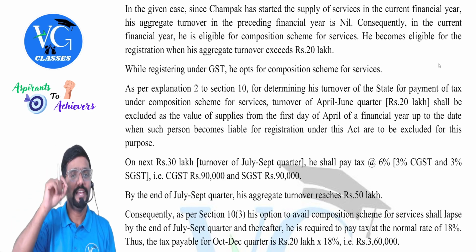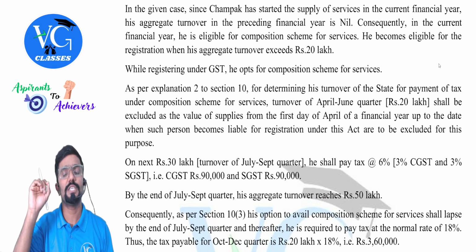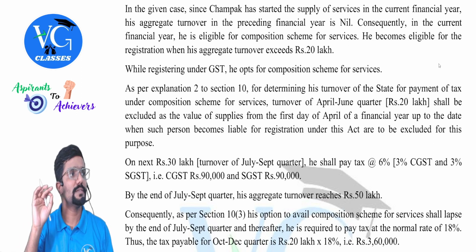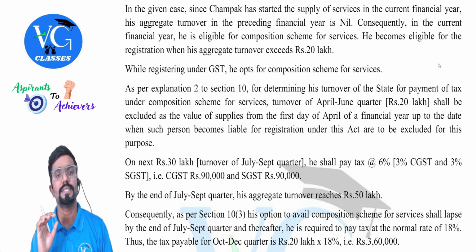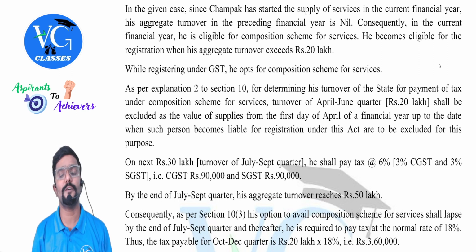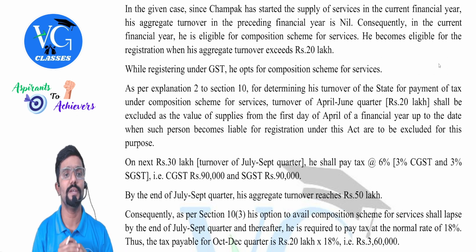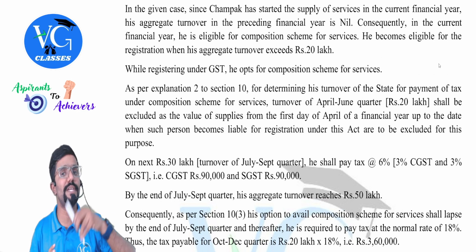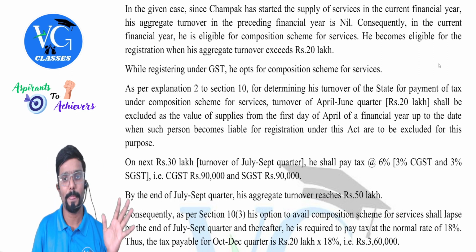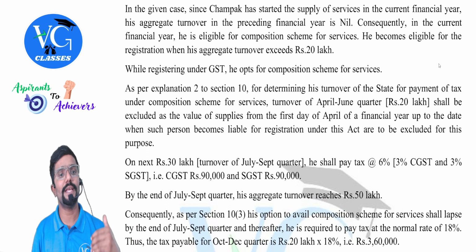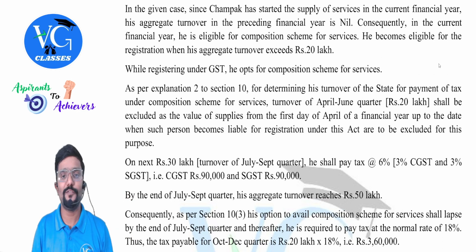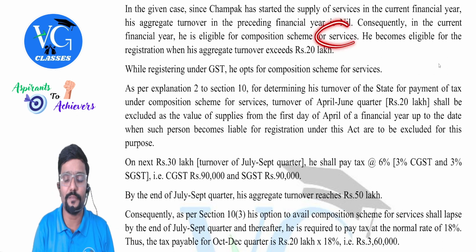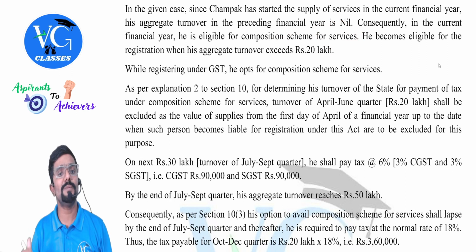Listen. In the given case, since Champak has started the supply of services in the current financial year, his aggregate turnover in the preceding financial year is nil. Consequently, in the current financial year, he is eligible for composition scheme for services. He becomes eligible for registration when his aggregate turnover crosses 20 lakh.